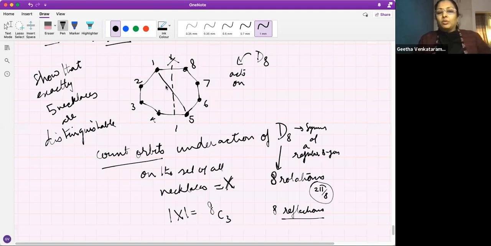So basically, you just have to look at the 4 reflections that you get when you're looking at lines joining 1 and 5, or 2 and 6, or 3 and 7, or 4 and 8. There you'll have to find out how many necklaces are being fixed. And then when you add it all up and divide by 16, you should get the answer, which is 5.